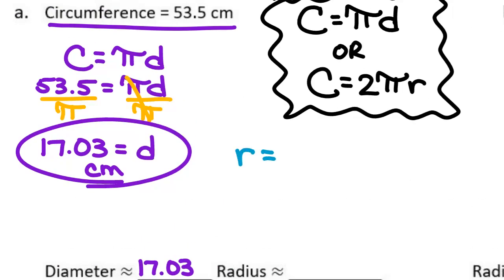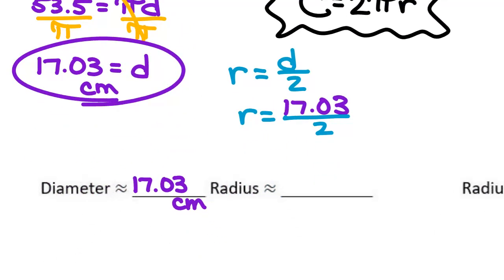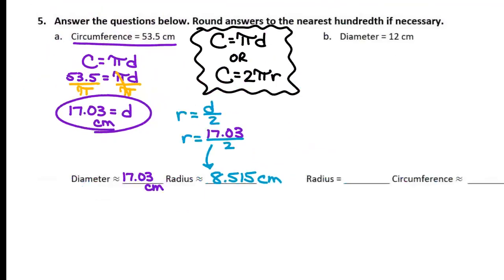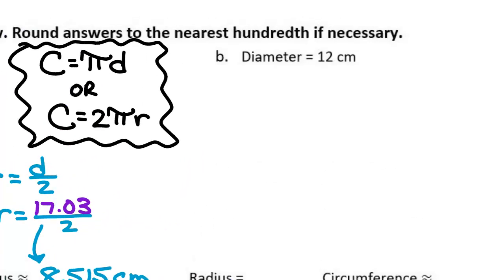Once I know the diameter, how do I find the radius? Yes, cut it in half. Radius is equal to the diameter divided by 2. So I'm going to take 17.03 and divide that by 2. 8.515. We're going to put centimeters with that also. You put 8.5? That's fine. 8.52 is fine if you round that up. It says round to the nearest hundredth, which is 2 decimal places, so that'd be perfectly appropriate.